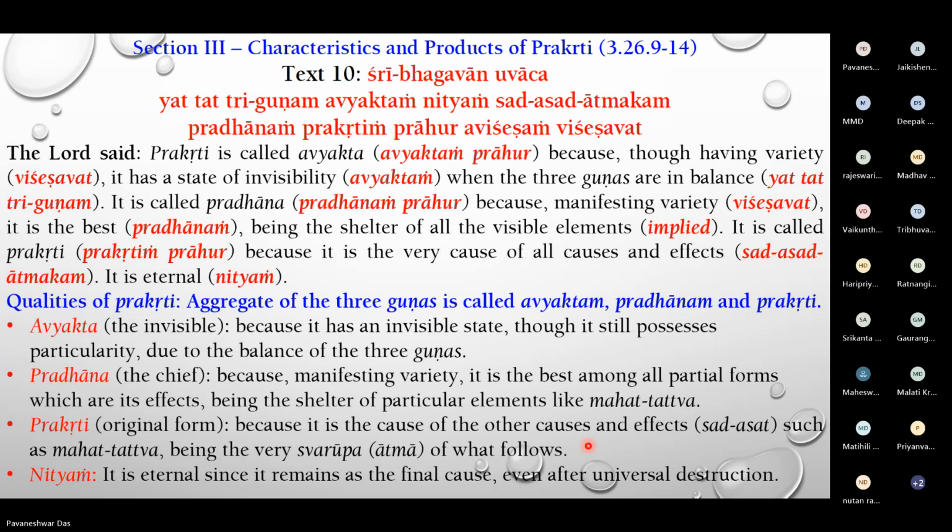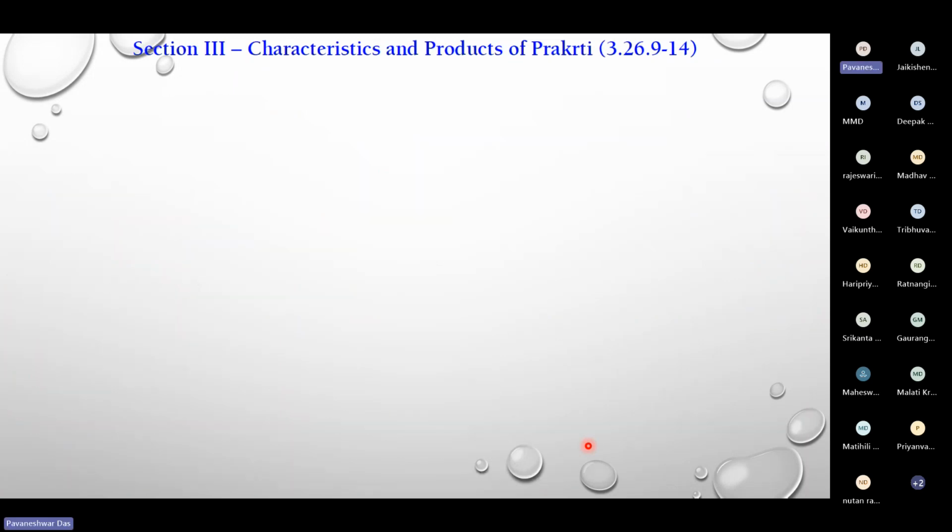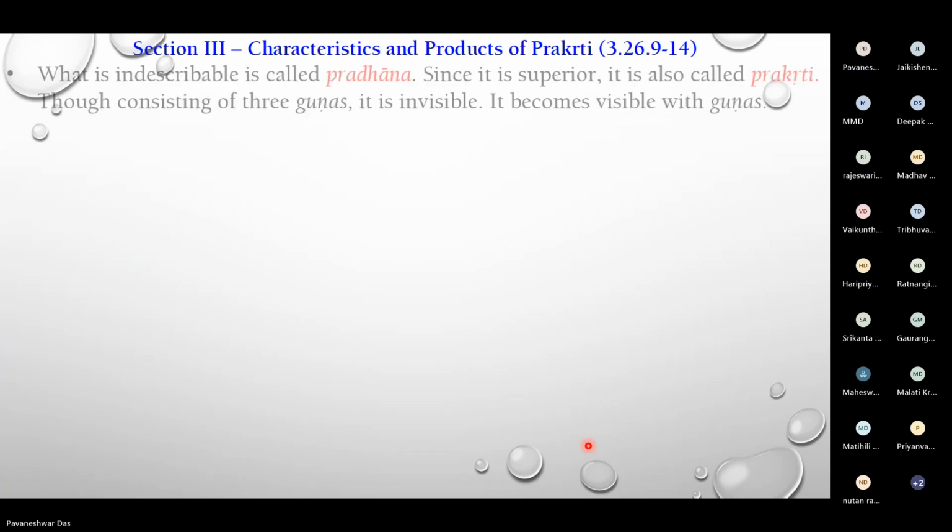Avyakta. When it is manifested in front of Mahavishnu, it is called Pradhana. By Mahavishnu's glance, it transforms into all the 24 elements. They are the byproducts, the different sub-assets. But in any case, Prakriti also remains as eternal as Paramatma. It is called Nitya. What is indescribable is called Pradhana. Since it is superior, it is also called Prakriti.